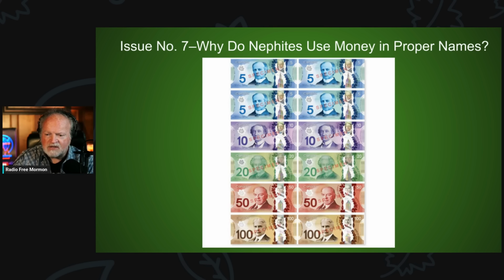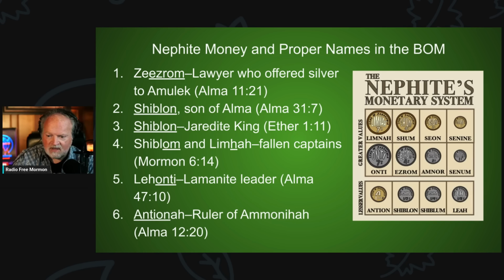Issue number 7. Why do Nephites use money in proper names? Now, that sounds like a strange question. It'll become clear here in a second. So why do Nephites use money in proper names? In other words, the names of their monetary units. It shows up frequently in proper names, even right in and around this story of the monetary unit and Zeezrom in Alma 11 and going on into Alma 12.